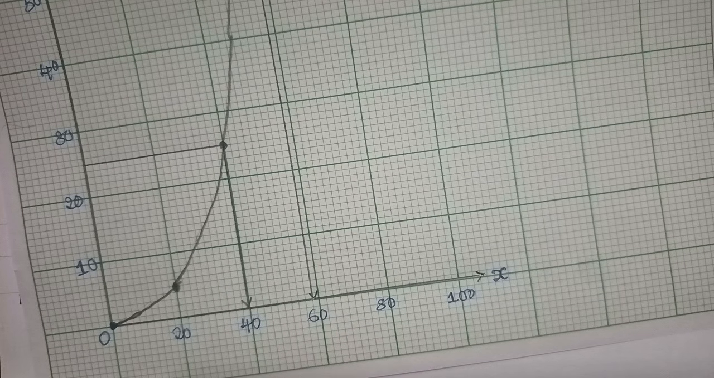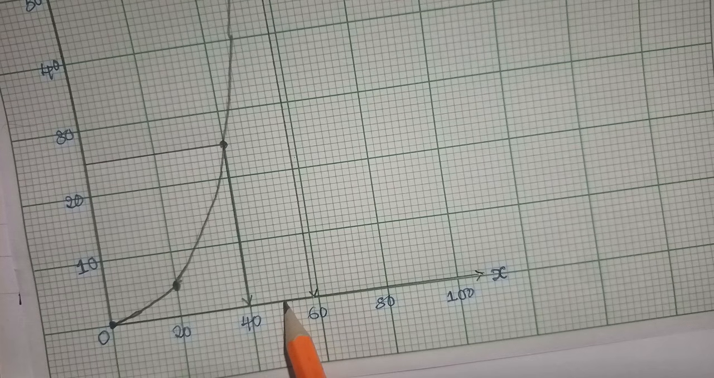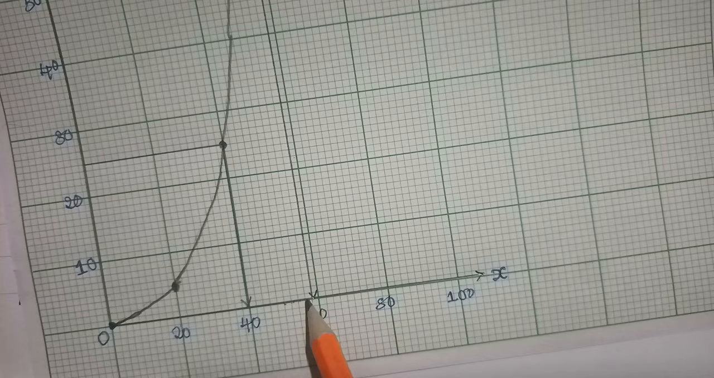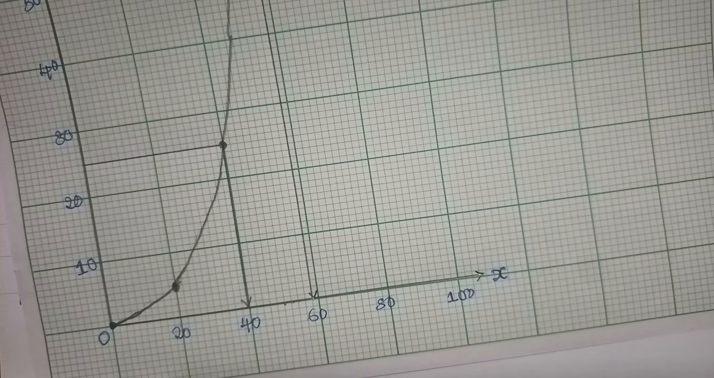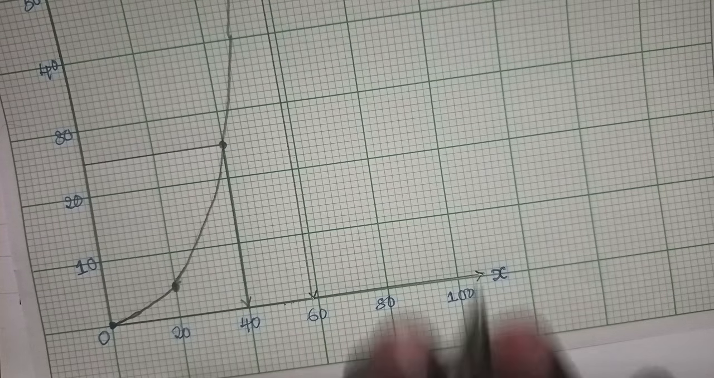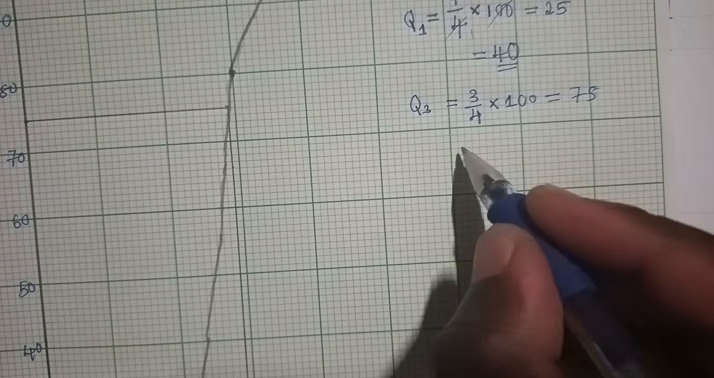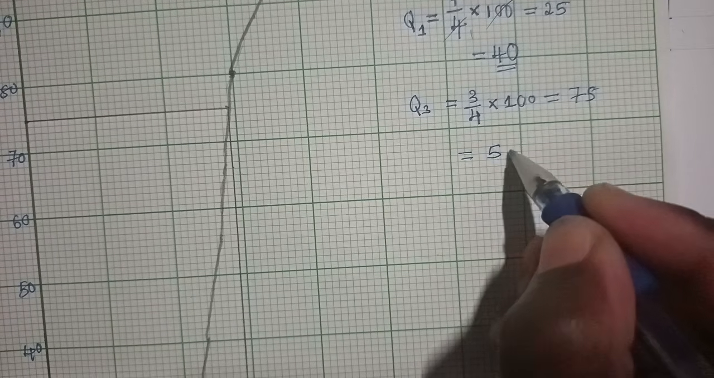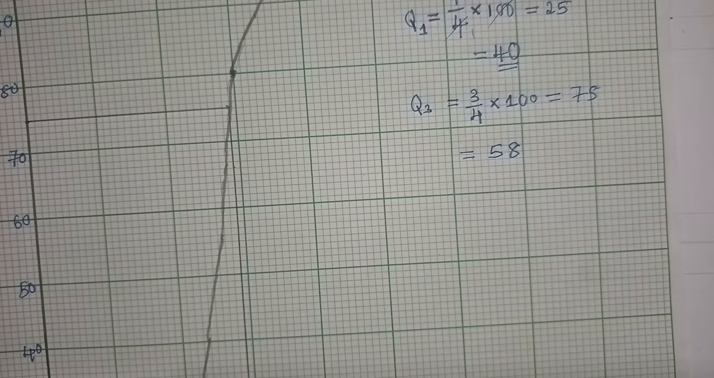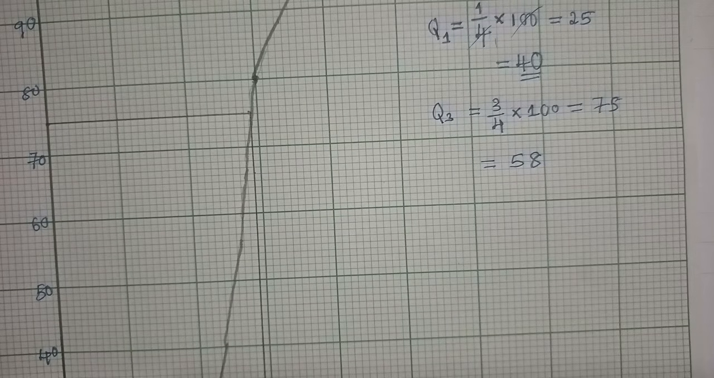And then, okay, let me count nicely. So in between here, it's 50, where 5 is here. So 52, 54, 56, 58. So this is 58. So we're going to say it's 58. That is 58. Okay? Now, according to the question, they said we find what? We find the semi-interquartile range.